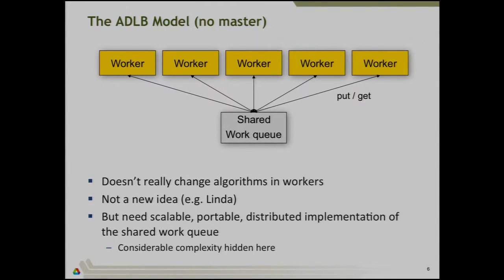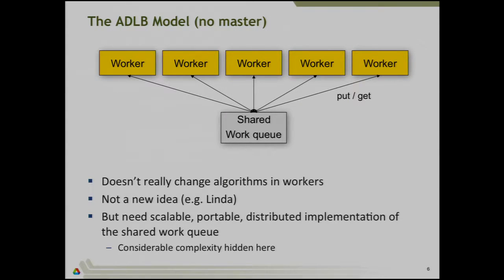So the manager has gone away. The workers now put things in the work queue, and when they are finished with the task that they're working on, they get a new one. And what's nice about this is it doesn't really change the algorithm in the workers. The worker used to send a message to the manager saying, I'm done, and the manager would send him back something, but that's just putting and getting. We don't need this manager process to exist at all.